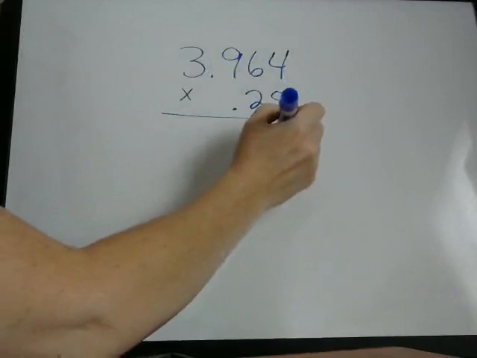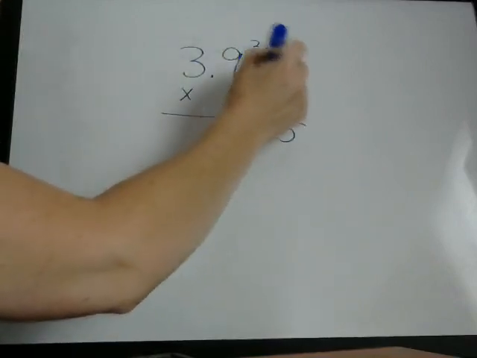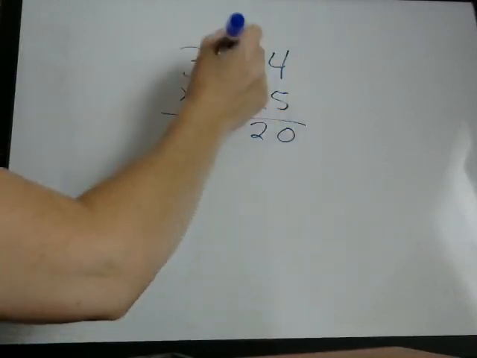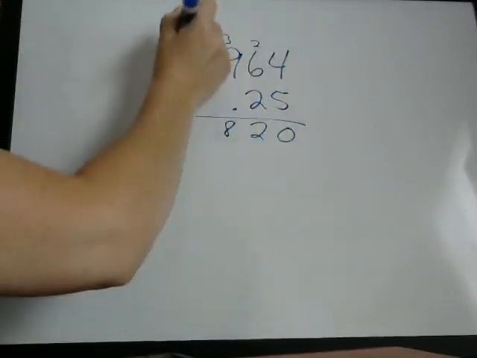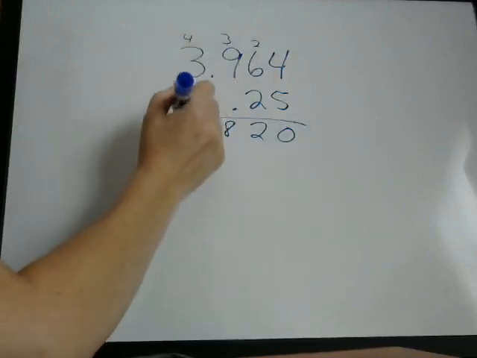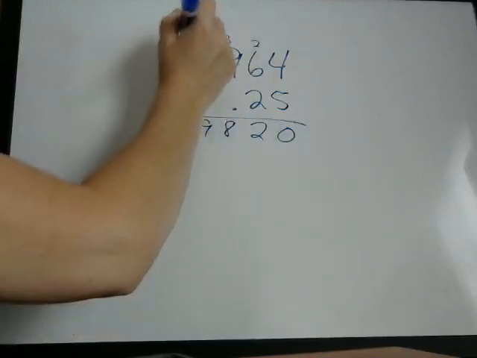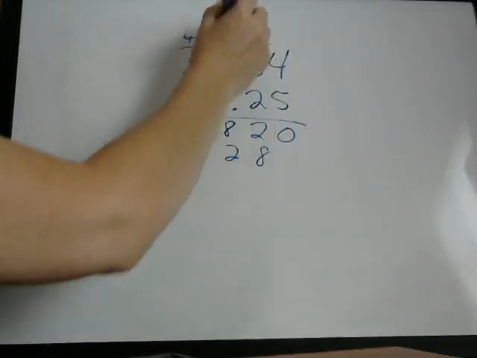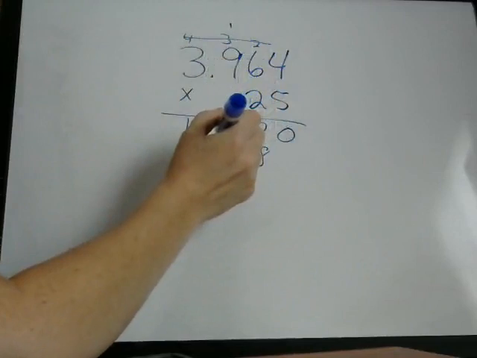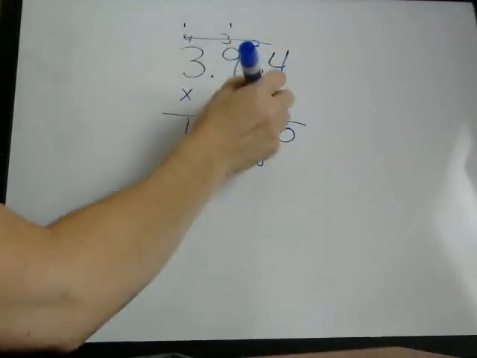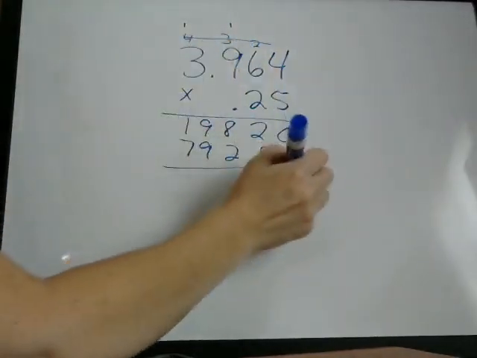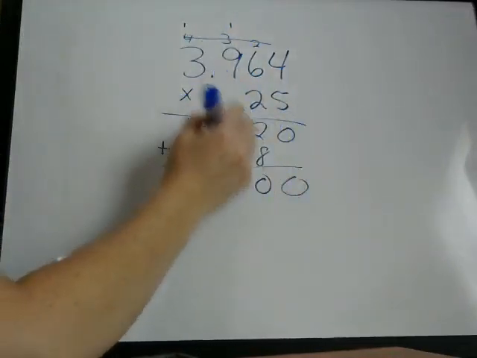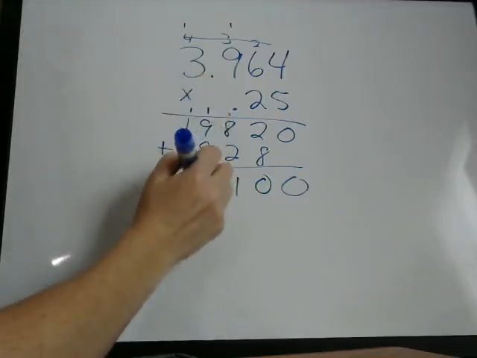So 5 times 4 is 20, carry the 2. 5 times 6 is 30, plus 2, 32. 5 times 9 is 45, plus 3, 48. 5 times 3 is 15, plus 4 is 19. 2 times 4 is 8, 2 times 6 is 12. 2 times 9 is 18, plus 1 is 19, and 2 times 3 is 6, plus 1 is 7. Then you add these up: 0, 10, 11, 19, 99.